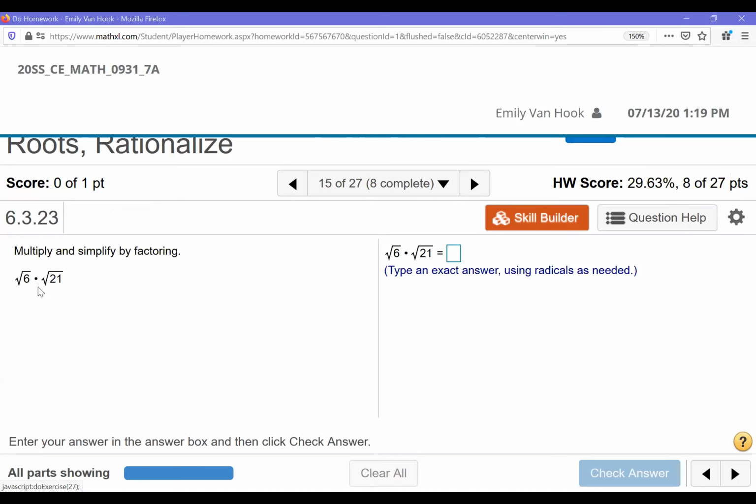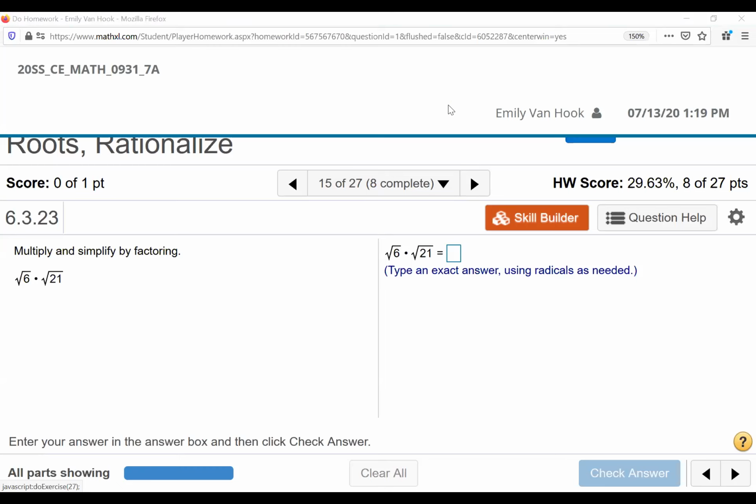Now 6 and 21, neither of them are multiples of perfect squares. So I think I will just go ahead and multiply them together. Let's see, 6 times 21 is 126. So this becomes the square root of 126.